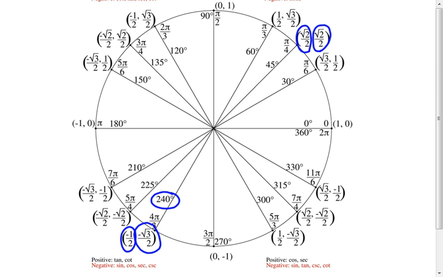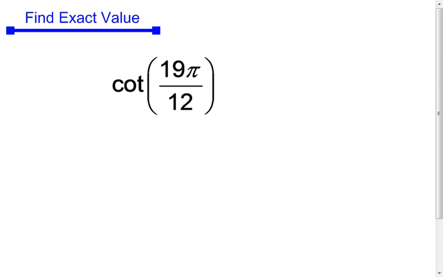Okay? So this will be cosine and sine at 240, cosine and sine at 45. And you're going to plug those numbers into the formula that you have.